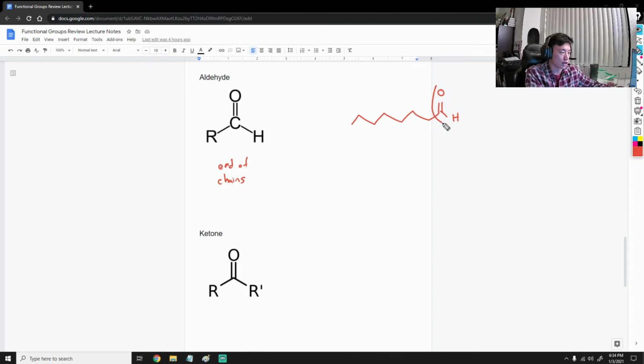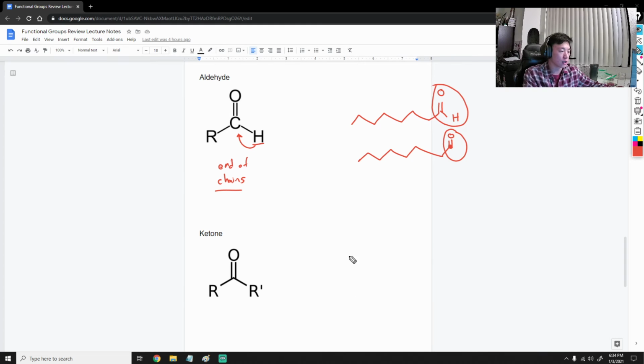So you could draw an aldehyde like this, or it might just look like this. Okay, because remember, we ignore hydrogens that are directly connected to carbons, and so you could even just skip drawing the hydrogen, and that is going to be an aldehyde. Again, they're usually at the end of carbon chains, and it's going to be a carbon double bonded to an oxygen connected to one hydrogen.